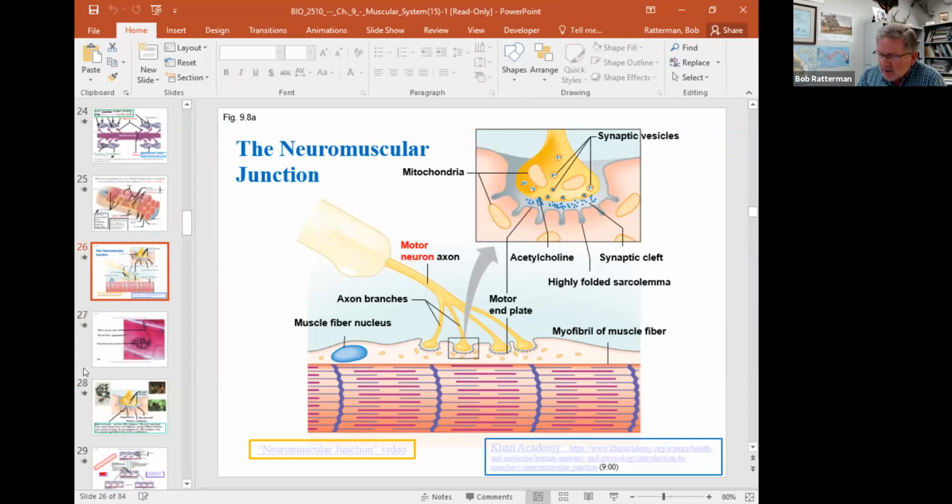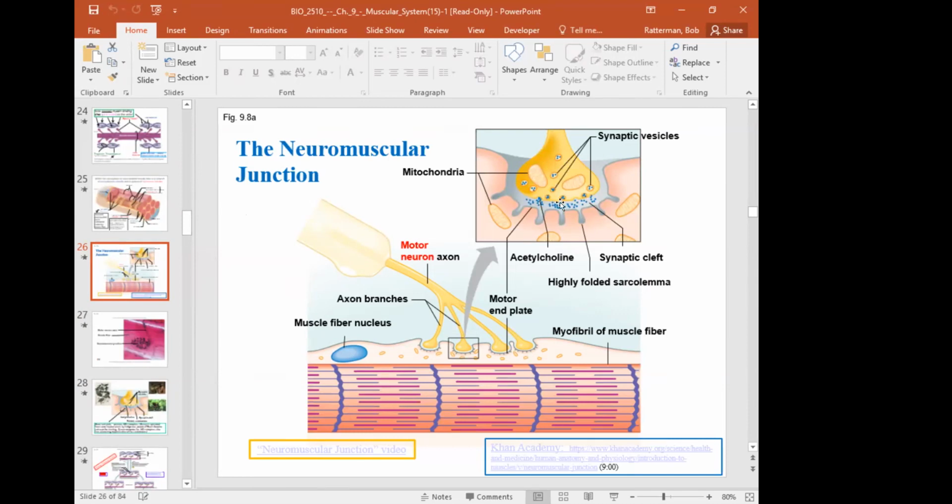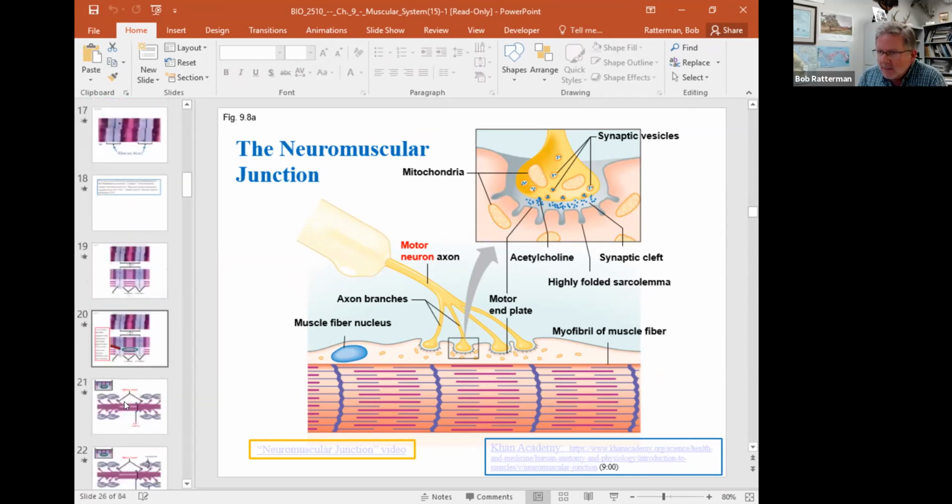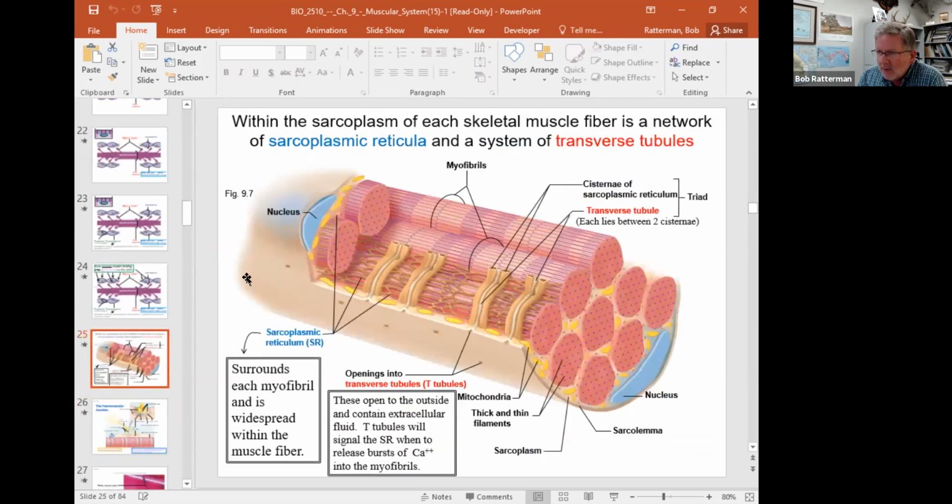Once that neurotransmitter gets released and combines with receptors, we have what's referred to as depolarization of the sarcolemma. That's a fancy way of saying we generate a muscle impulse. So we go from nerve impulse to muscle impulse in response to the release of the acetylcholine across this cleft. And then that muscle impulse is going to travel down the cell membrane, the sarcolemma of the muscle fiber.